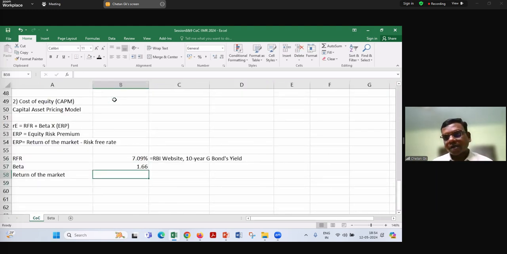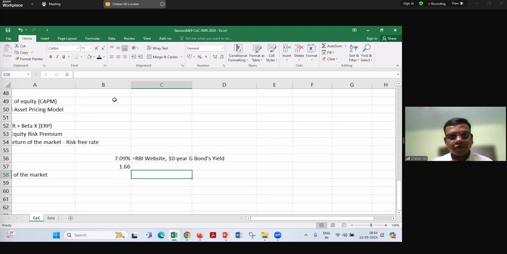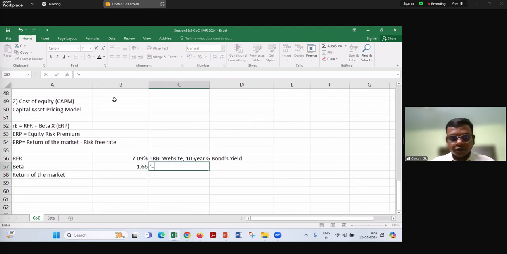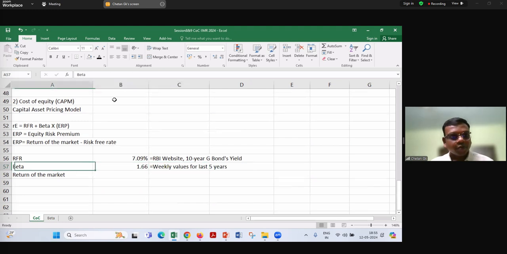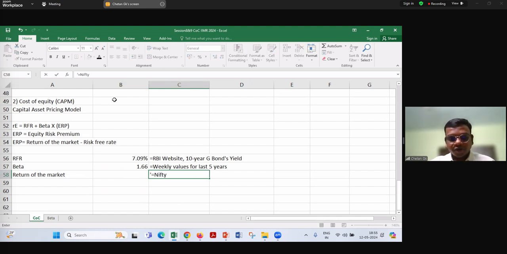Next comes the return of the market. So what is the return of the market here? Beta is weekly values for the last 5 years, right? I made a mistake of taking 4 years, but for your real company, when you do it, you take 5 years weekly data. Is it fine? Now, next is what is the return of the market? This is the Nifty 50's return since inception.